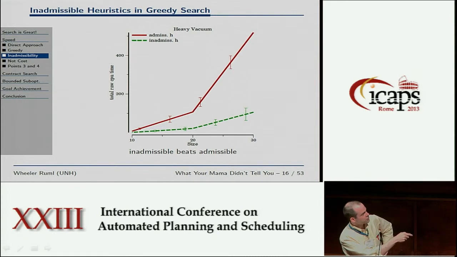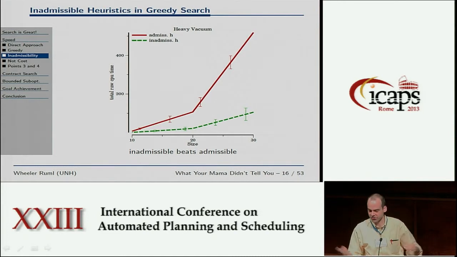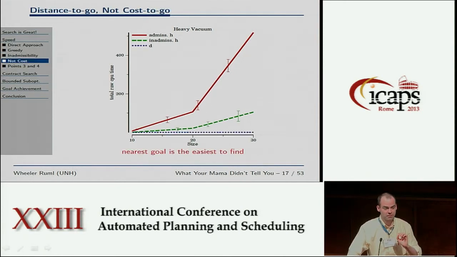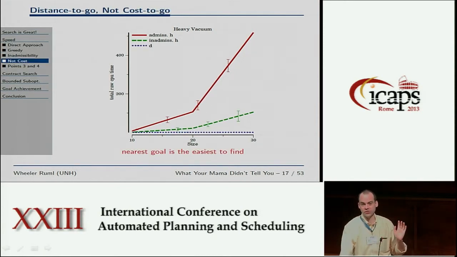This is greedy search, best first search on an admissible heuristic, and this is best first search on an inadmissible heuristic. And completely unexpectedly, completely as you would expect, the inadmissible heuristic is faster. But what I want to point out is when you search on distance to go, we're much faster still. Okay, so this is a greedy search on distance.